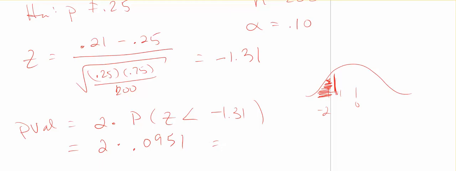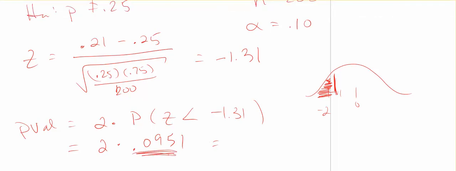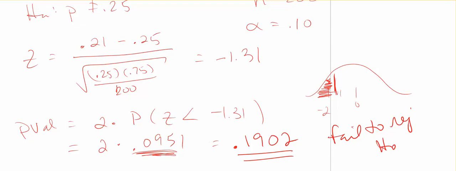Now, I don't have a table in front of me, so I did use my calculator to get this number here. So if you're off a decimal place from me, don't worry about it. I used technology to find this, but I need to double that answer, which would bring me up to here. And this is greater than our alpha level, so we fail to reject the null one more time.